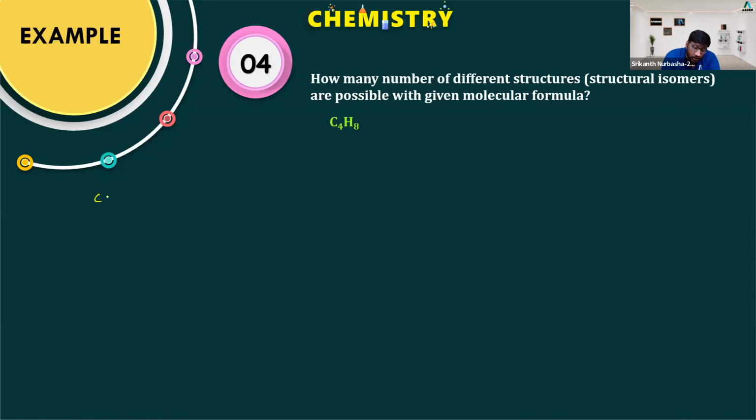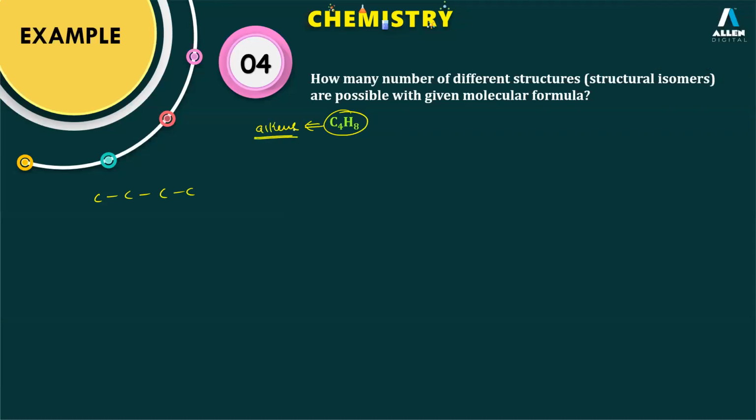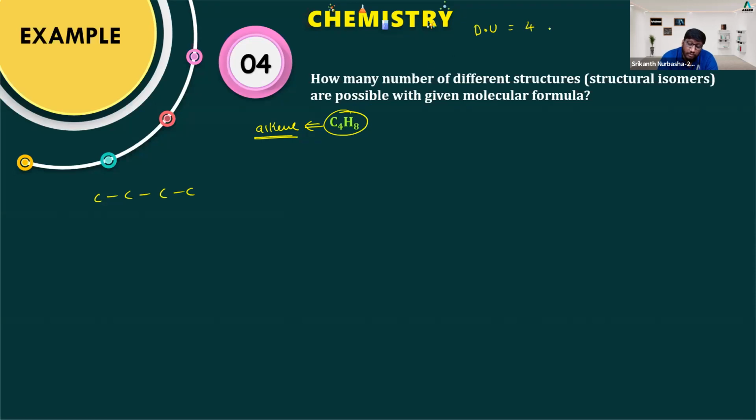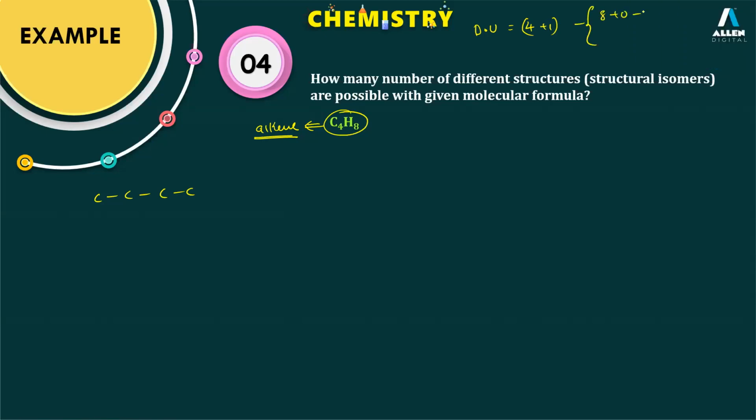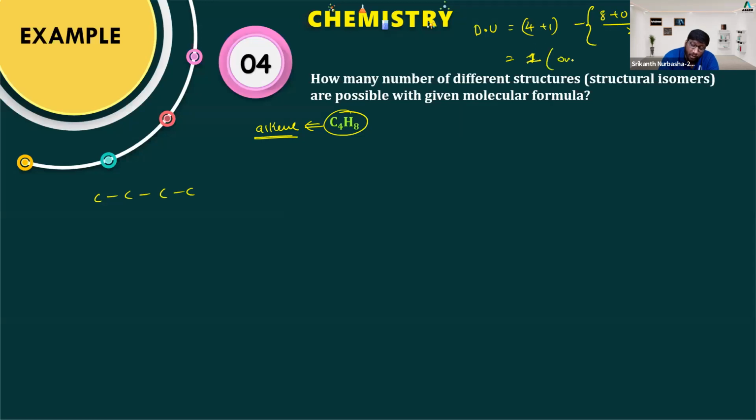So I can have 4 carbons in the long chain, 1, 2, 3, 4, and C4H8 means it belongs to which category? C4H8 means it is an alkene system. What is the double bond equivalent or degree of unsaturation? Degree of unsaturation is the number of carbons plus 1 minus the number of hydrogens. How many hydrogens are there? 8. 4 plus 1 minus 8 plus 0 minus 0, whole divided by 2. That is 1. Degree of unsaturation 1 means what? You can have one ring or one pi bond.